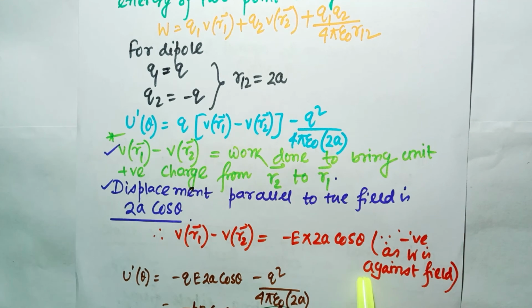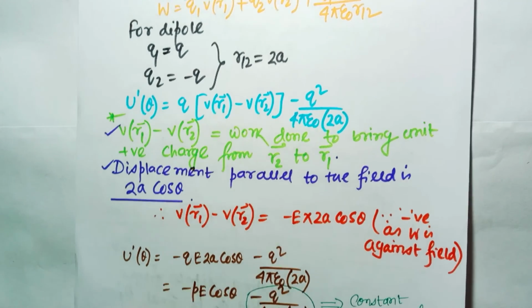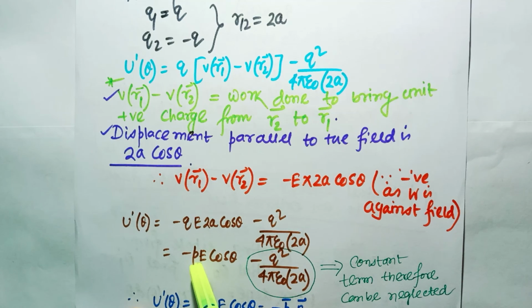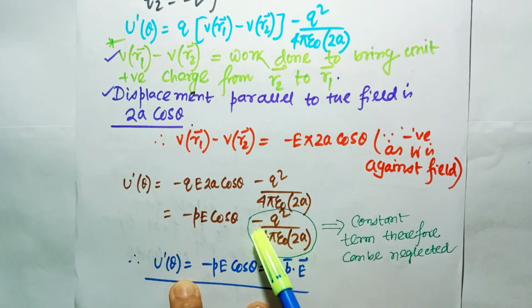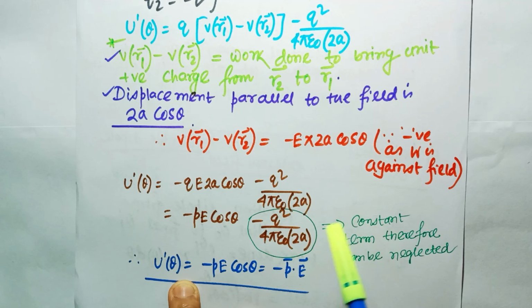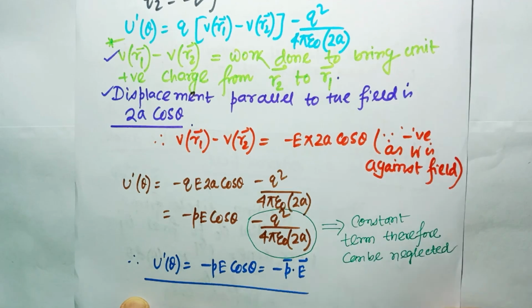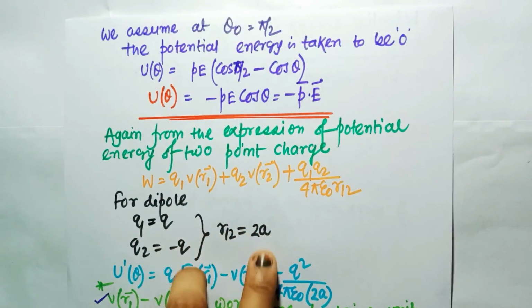The minus E comes because the work done is against the field. So you can see that U prime of theta comes out as minus QE times 2a cosine theta minus Q squared by 4 pi epsilon naught 2a. So it comes out as minus P cos theta minus Q squared by 4 pi epsilon naught 2a, because 2aQ we can write as P, the magnitude of the dipole moment. The second term is a constant, therefore it can be neglected because it does not contribute to the potential energy. So the same expression, U prime of theta equal to minus P cos theta, equal to minus P dot E, as before.